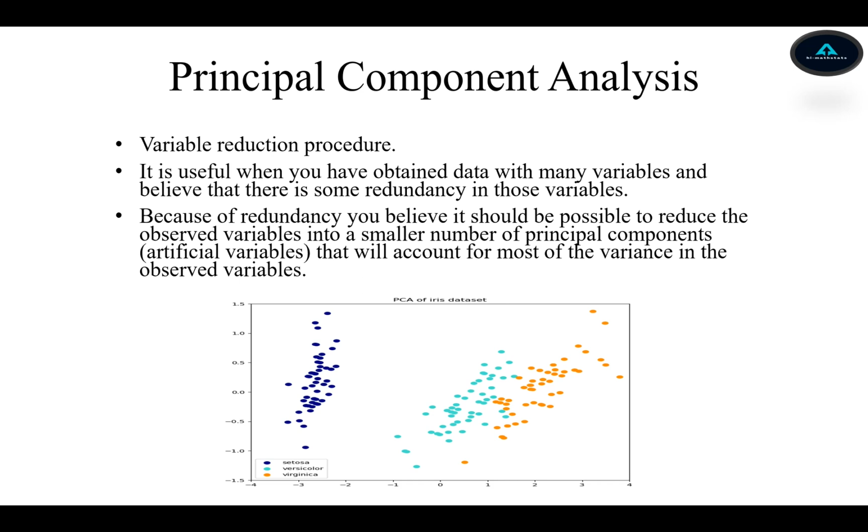So, because of redundancy, we believe that it should be possible to reduce these observed variables into a smaller number of principal components. These principal components are just artificial variables. However, we want those principal components to account for most of the variance in the observed variables.